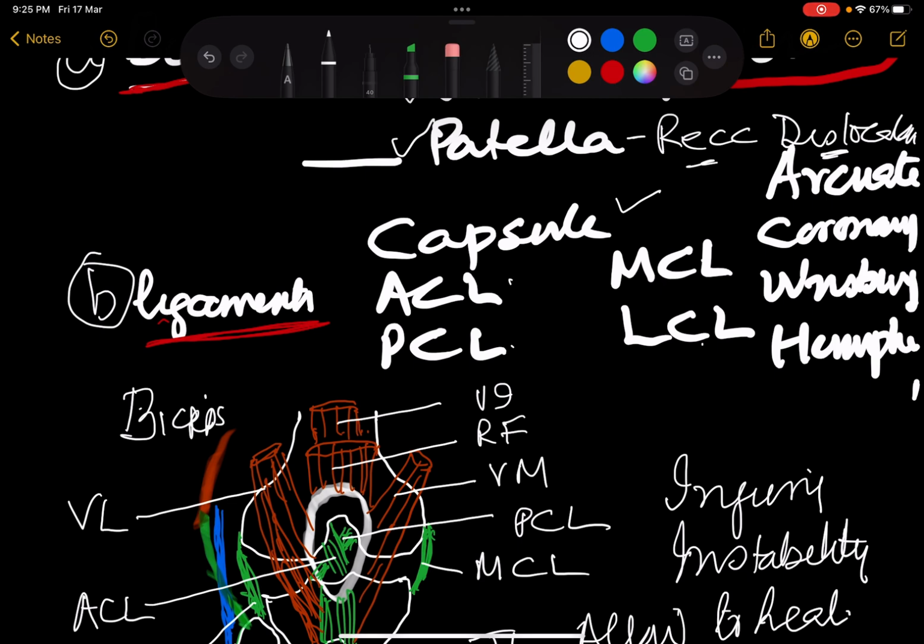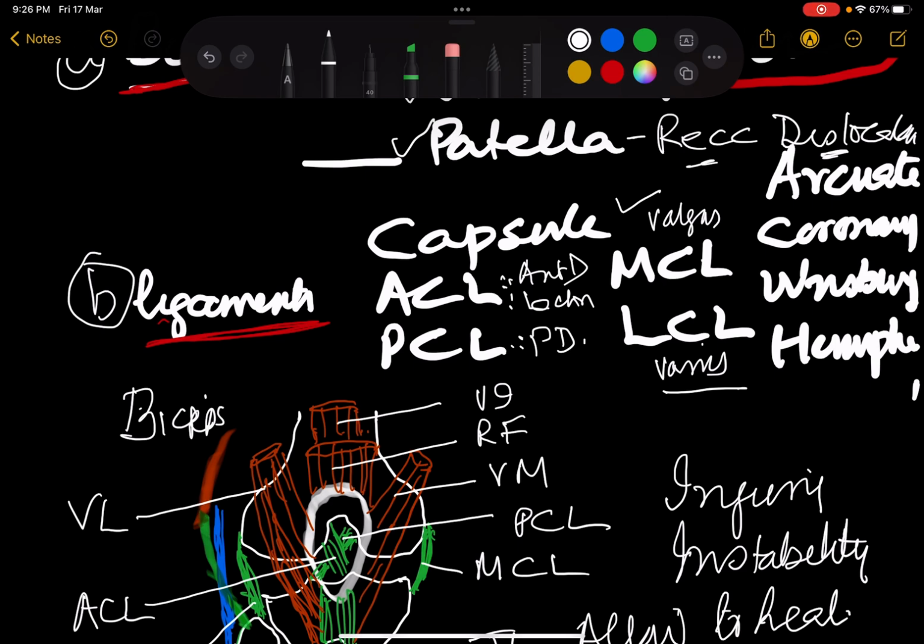The ACL is tested by the anterior drawer and the Lachman test. The posterior cruciate is tested by the posterior drawer. The medial collateral, when it is unstable, leads to valgus instability, and the lateral collateral to varus instability.